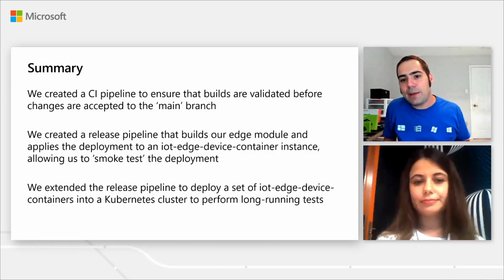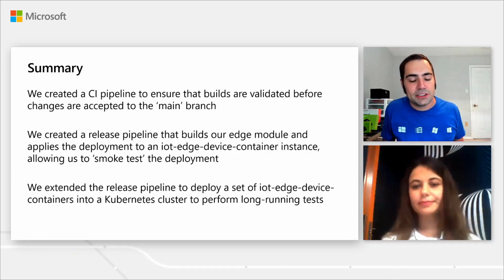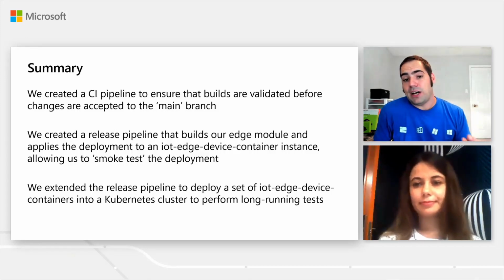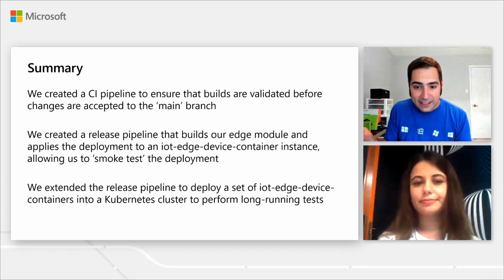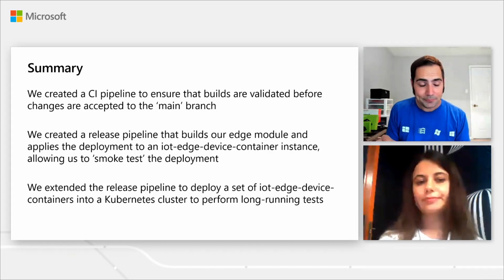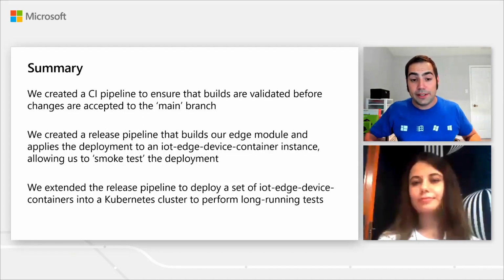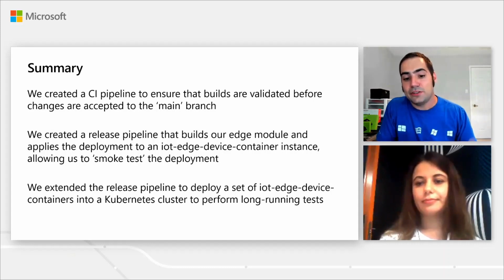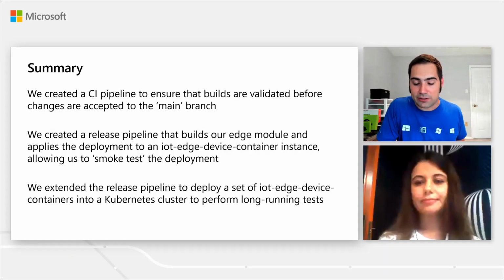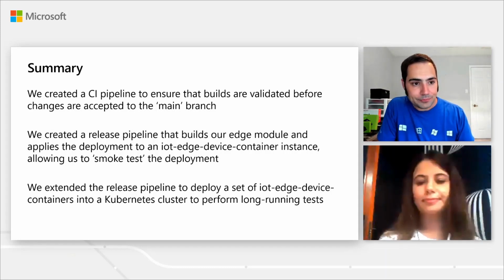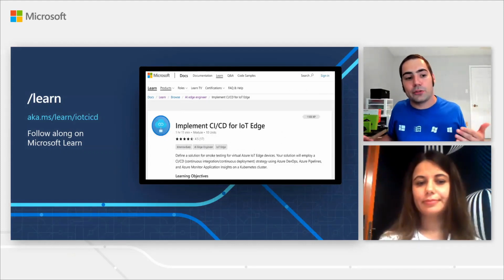We created a pipeline that ensures our builds are validated before changes are accepted to the main branch. We created a release pipeline after that, which builds our module and applies the deployment to an IoT Edge device container instance, allowing us to smoke test the deployment. We then extended the release pipeline to deploy a set of IoT Edge device containers into a Kubernetes cluster to perform long-running tests.